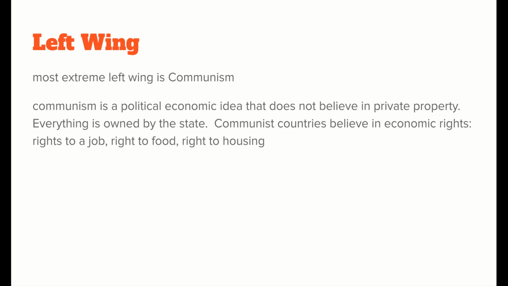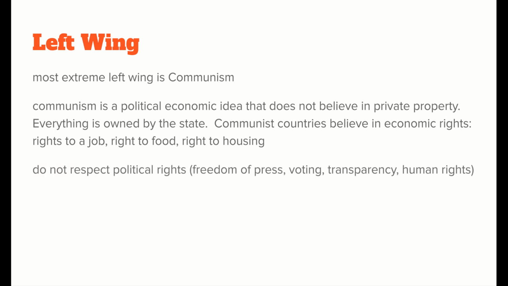So the quality of housing, the quality of food, the quality of the job is questionable, but you do have those rights. What they don't do is respect political rights: freedom of press, voting, transparency, and human rights. Most communist countries did have voting. However, you could vote for the Communist Party or you could vote for the Communist Party. Most people ended up voting for the Communist Party. So it was voting, but not really in the democratic principles that we studied earlier last week.